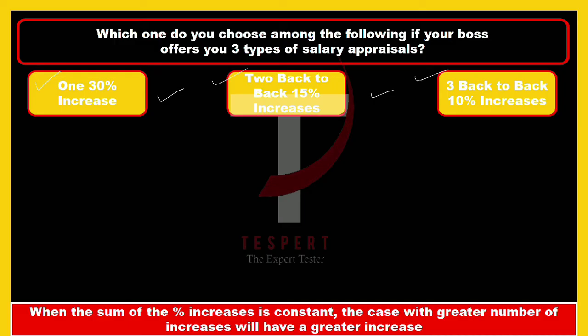If we consider the first type, a one time 30% increase, let us assume your salary to be 100 now. A one time 30% increase means your final salary will be 130 rupees. In case 2, if your salary is 100 and it's increased by 15%, the value becomes 115. Then this is the first 15%, and this is the second 15% increase.